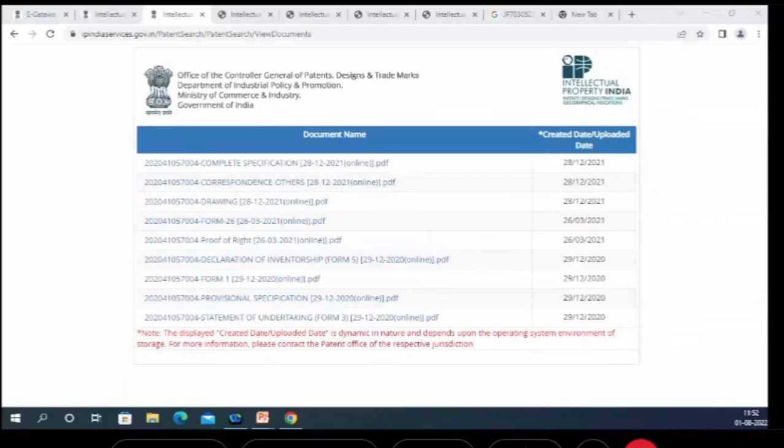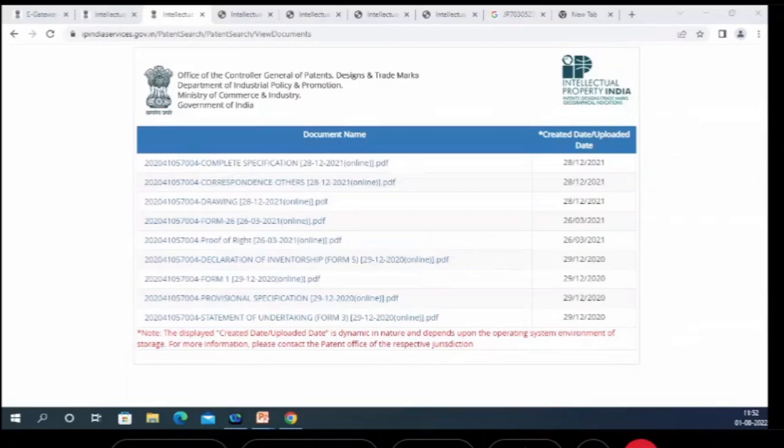So what happens in the provisional specification is, suppose you have invented something, right? And you want to publish it in any reputed journal. What we suggest is, just file a provisional specification here. The basic idea behind a provisional specification is to keep your priority date intact, right? I have told you that suppose 1/8/2022 is today's date, and today you file your provisional specification.